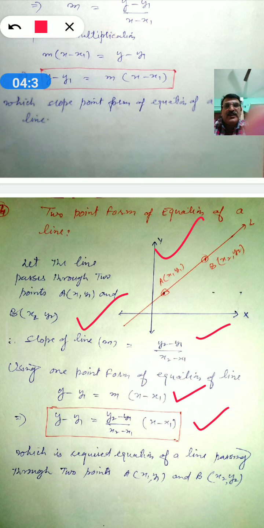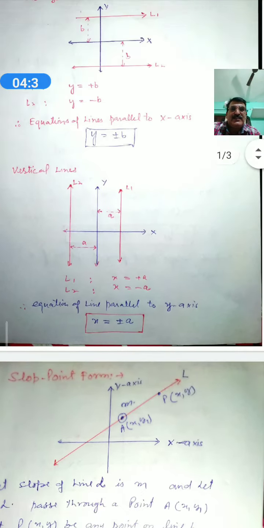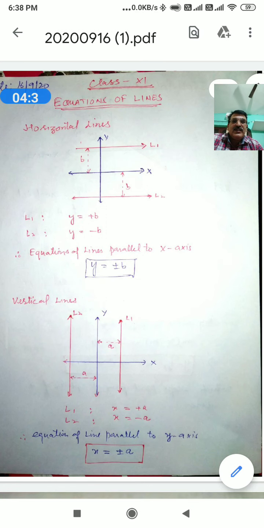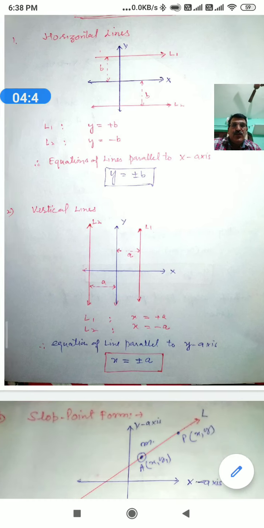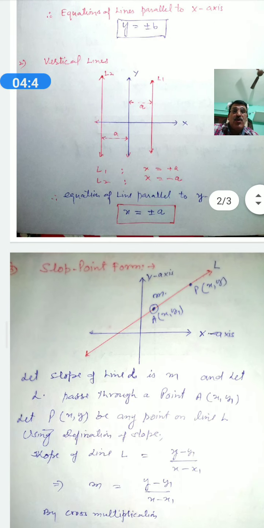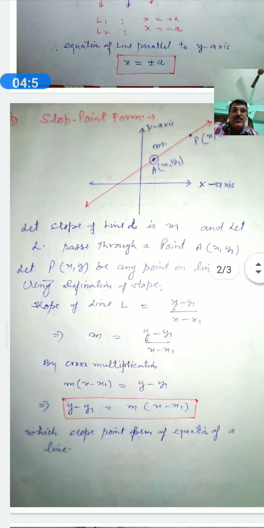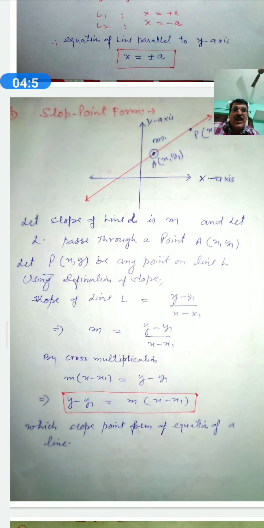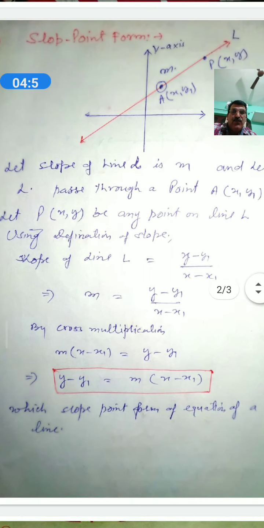So in this way we have just discussed here that equation of line which is parallel to x-axis is always y is equal to plus minus b. Equation of line which is parallel to y-axis will always be x is equal to plus minus a. Then slope point form. Slope point form is equation of line having slope m and passing through a point x1, y1. The equation of that line will always become y minus y1 is equal to m into x minus x1.